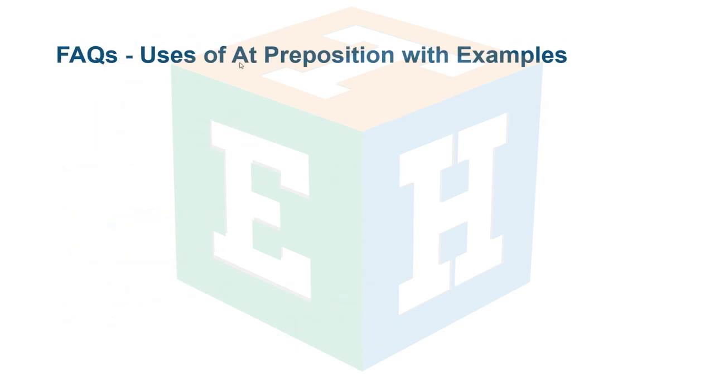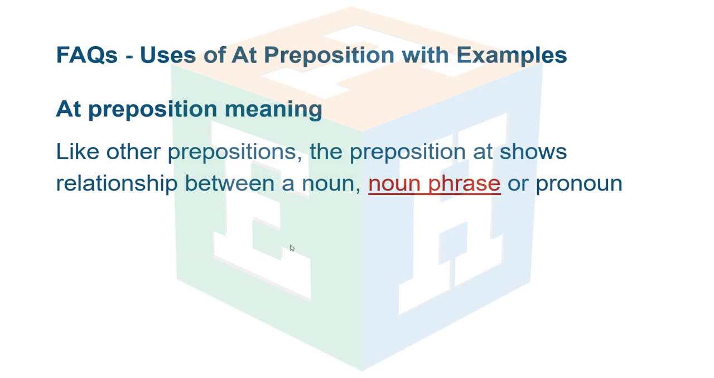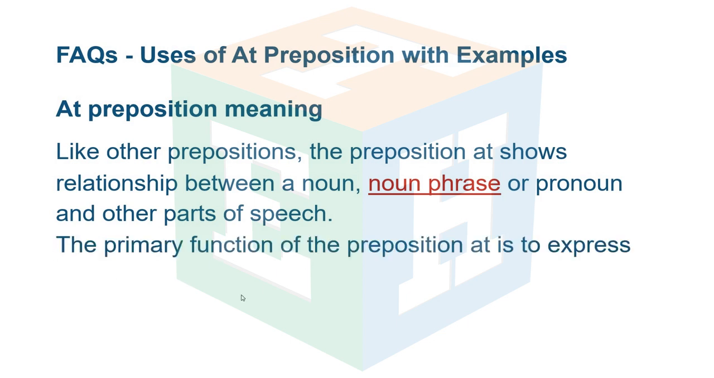Frequently asked questions, uses of at preposition with examples. At preposition meaning. Like other prepositions, the preposition at shows relationship between a noun, noun phrase, or pronoun and other parts of speech. The primary function of the preposition at is to express time, place, or activities.